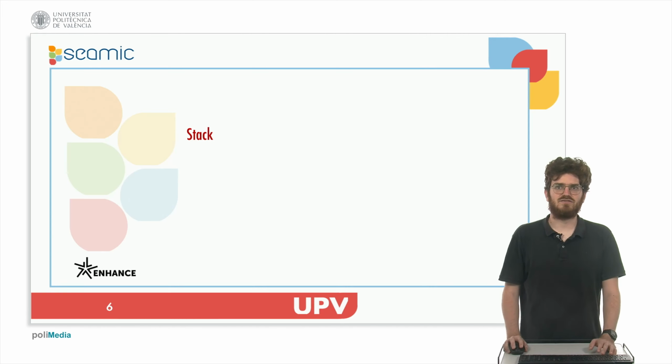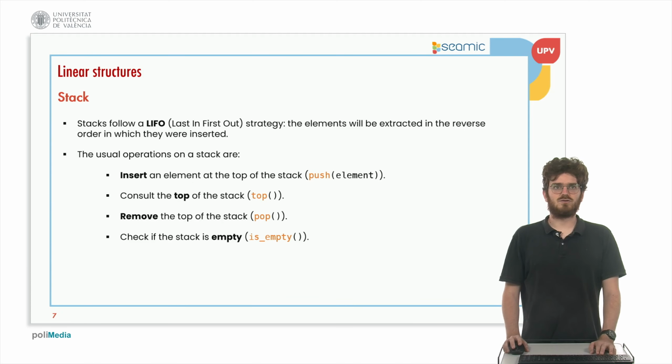So let's see a specific data structure. Let's go for the stack. To represent the stack, we're going to use a list from Python lists, which you saw in the previous course. Stacks use what's called the LIFO strategy, so last in, first out.